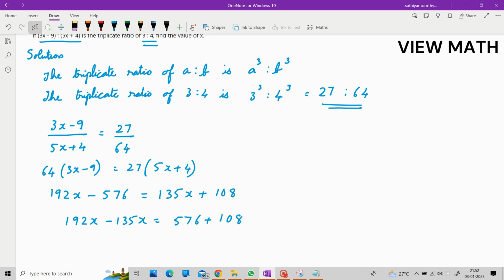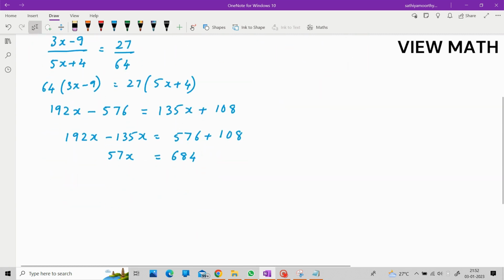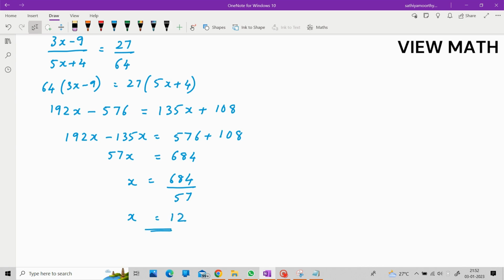So if I subtract these two, I'm getting 57x is equal to 684. Now x is equal to 684 by 57. So if I divide, I am getting x is equal to 12.